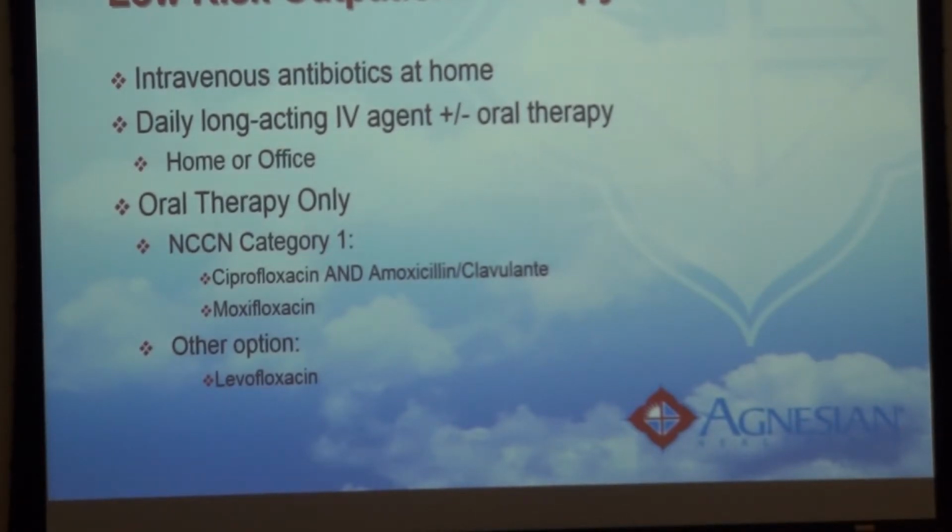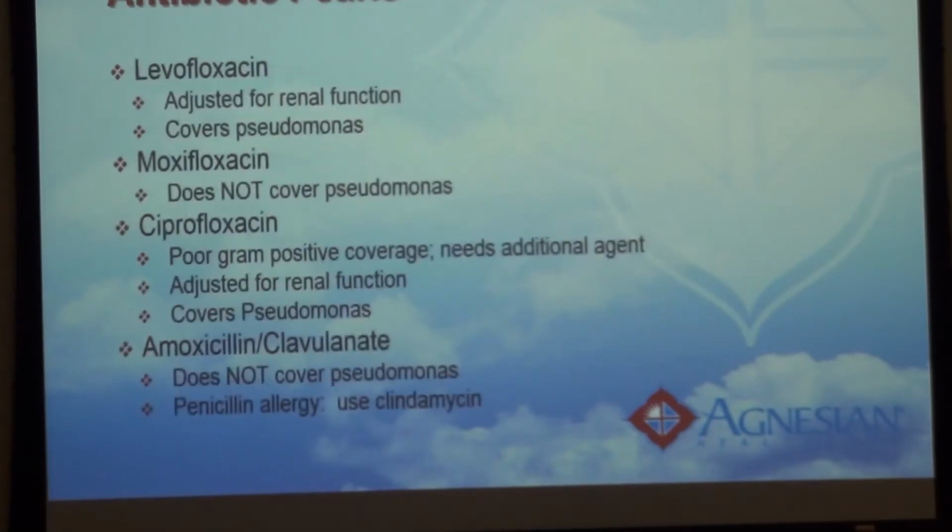Cipro has poor gram-negative coverage, so that's why you have to add Augmentin on board. And then the other option is levofloxacin. And so here are just a few pearls. Levofloxacin, you have to adjust it for renal function. It does cover Pseudomonas. Moxifloxacin doesn't cover Pseudomonas, so that's one of the concerns with that one. Cipro has gram-positive coverage, covers Pseudomonas, and needs renal function adjustment. And then Augmentin does not cover Pseudomonas, but has anaerobic coverage.